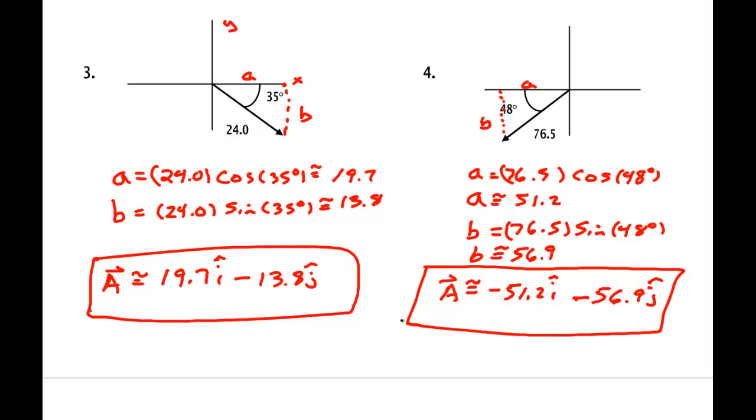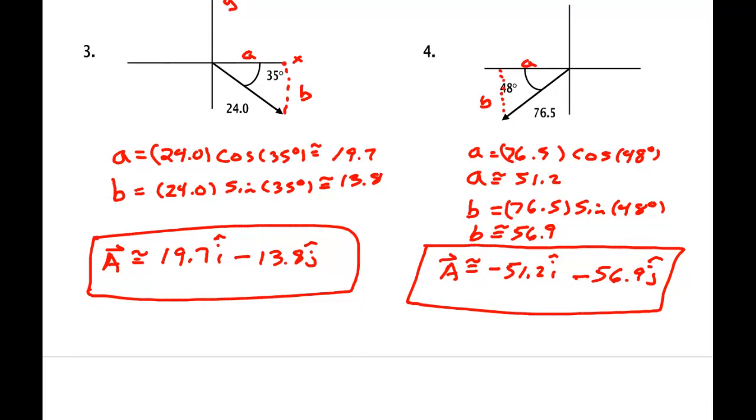Converting a vector into Cartesian form. One of the first things you have to do in a physics problem is break vectors into components. So a very essential thing to be able to do.